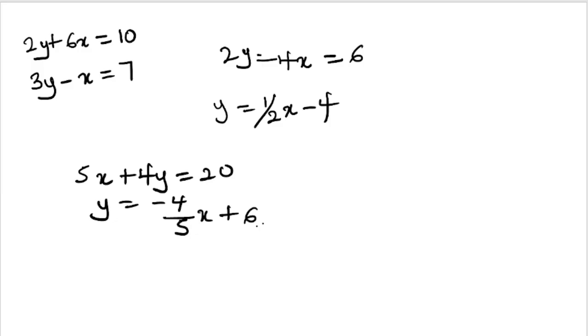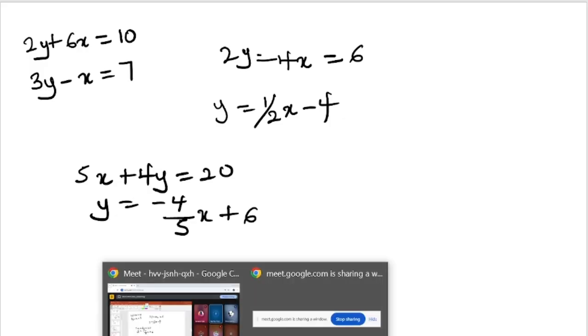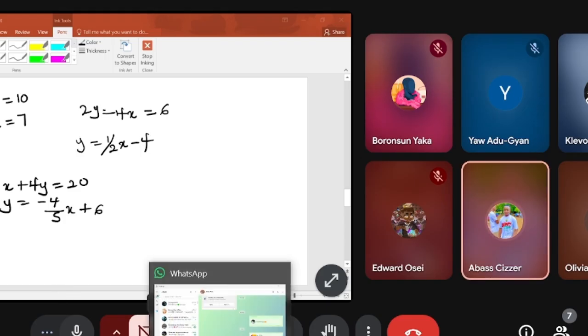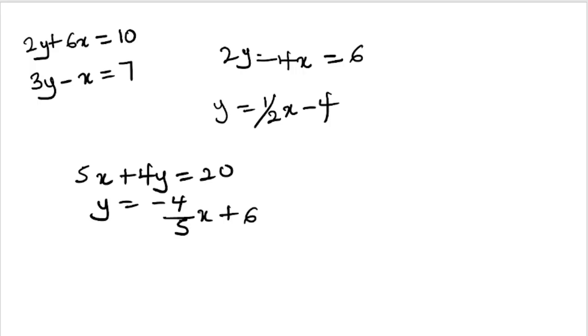So find the gradient of the first one. Are they parallel? They are not parallel. What was the gradient of the first equation? It's -5/4, and the second is -4/5.